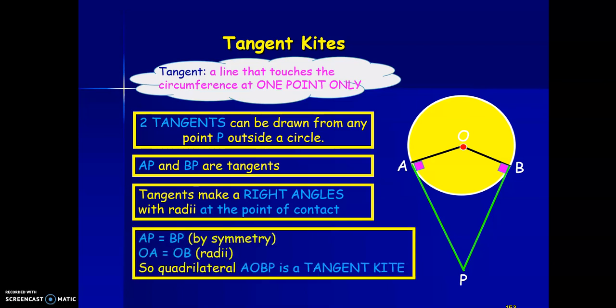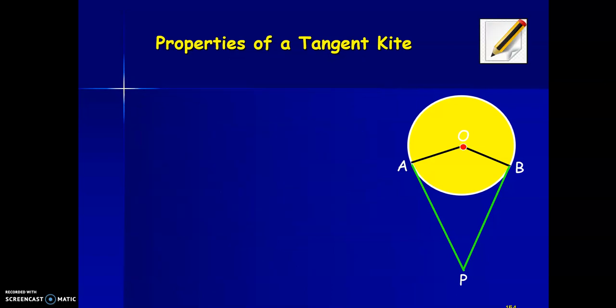We can see from the diagram that AP is equal to BP, that's by symmetry, and OA is equal to OB because they're both radii. So this gives us a tangent kite. The quadrilateral, remember that's a four-sided shape, OABP is a tangent kite. Please copy the next slide into your notes jotter.